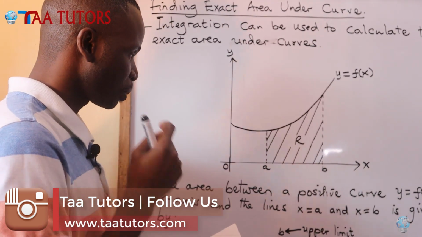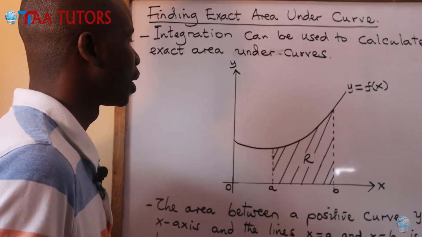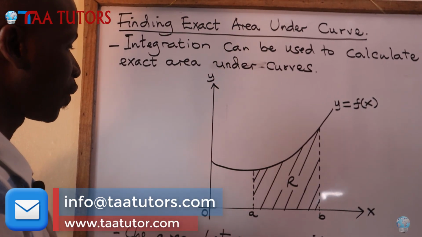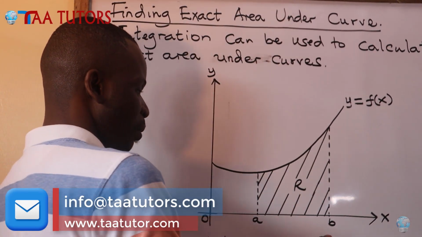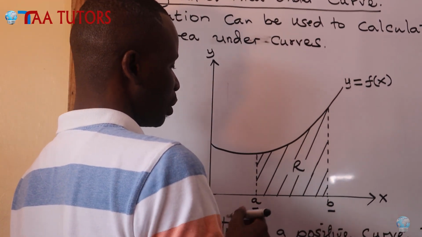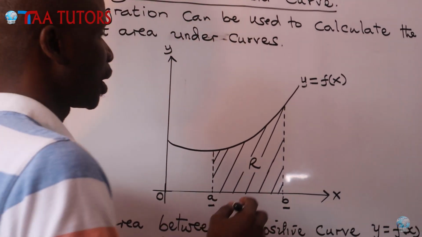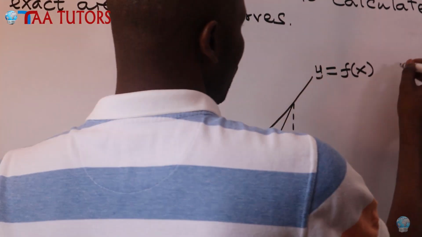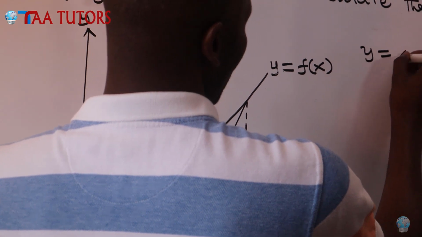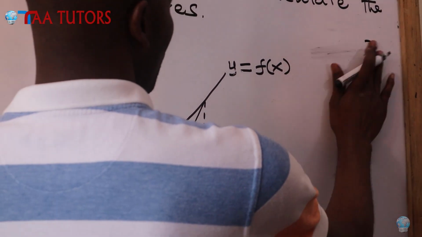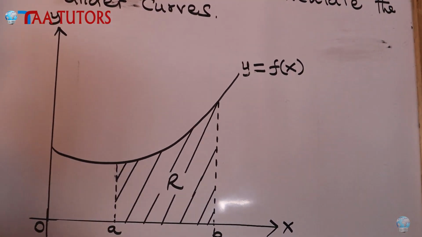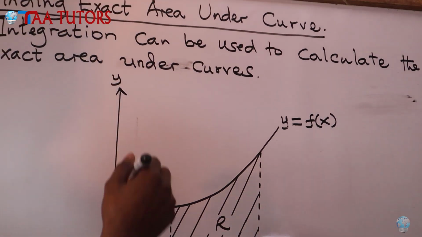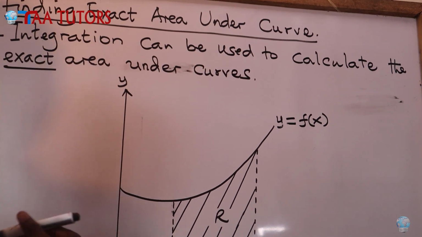Now briefly I want to explain what we have here. This is a sketch of a diagram where the upper limit is b and the lower limit is a. Here is the function y equals f(x). We know that f(x) can be anything, could be x squared or any particular function. Now you realize that when you get area using integration, you're actually getting the exact area, the actual area.